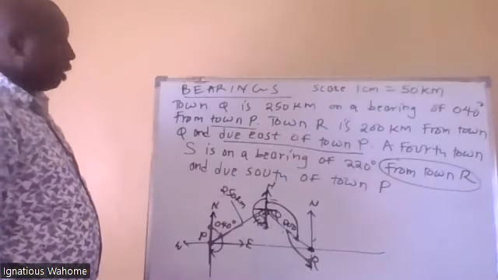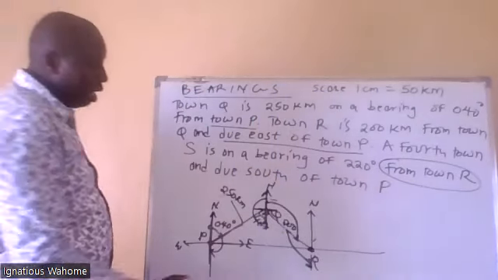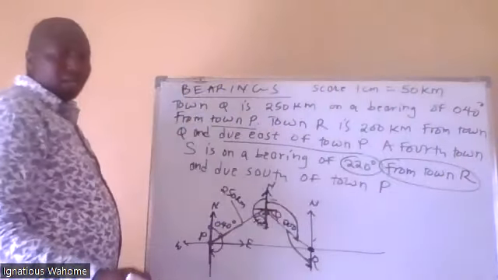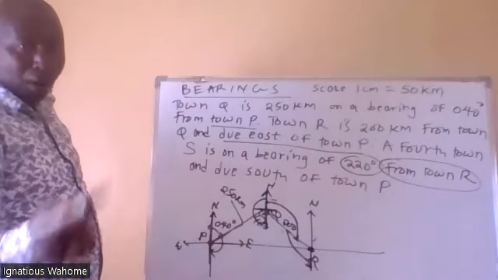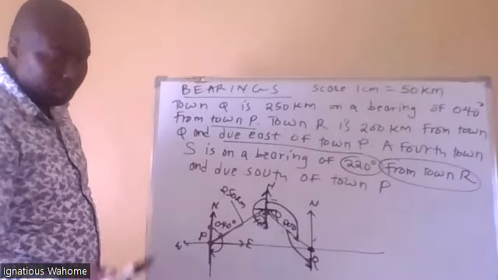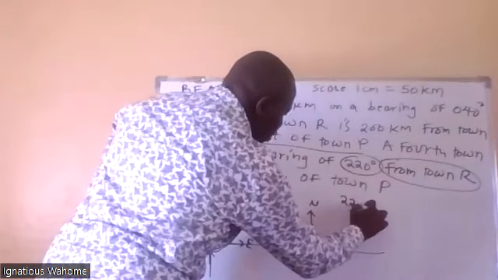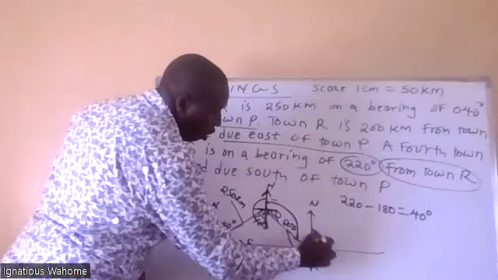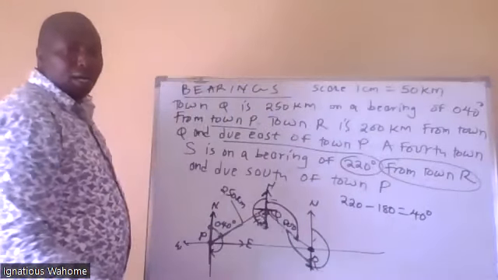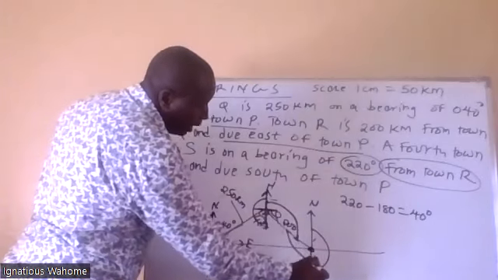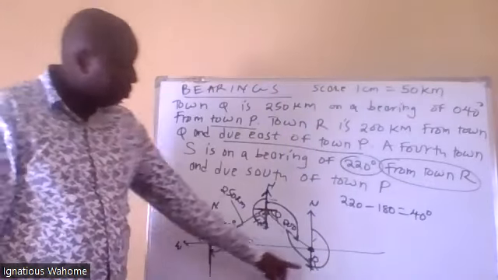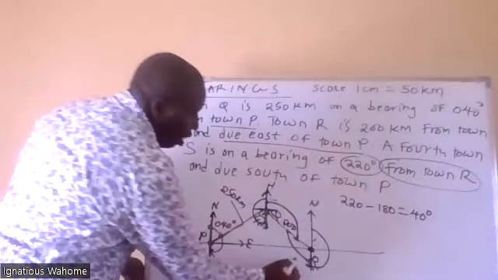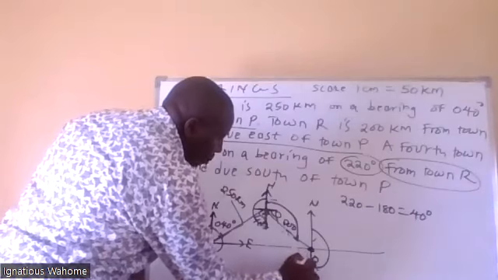So then 220 degrees from R. In our protractor, you cannot measure an angle of 220 degrees. The maximum angle that you can measure is 180. So what do you do? You take 220 degrees minus 180, that becomes 40 degrees. You have already gone for 180 degrees, so the other 40 degrees remaining, you'll measure on the other side now of this compass.